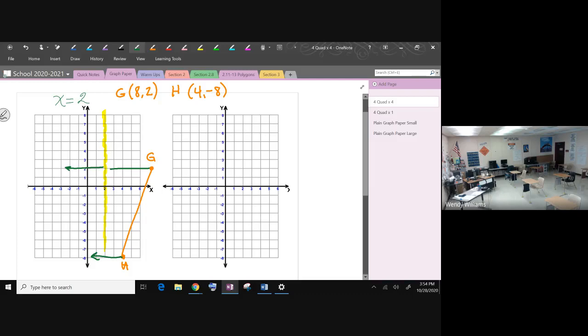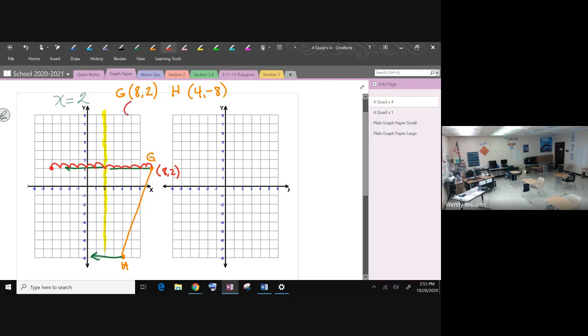This is where the distance between the point and this axis becomes really important. So if we count the distance from G to the line of symmetry, we have one, two, three, four, five, six. Because don't forget, this was over 8 and up 2. So we're going over 6. So to go on the other side of it, we have to jump 6. 1, 2, 3, 4, 5, 6, which puts me here. Remember, we're chopping the x-axis, so the x's are doing the changes.